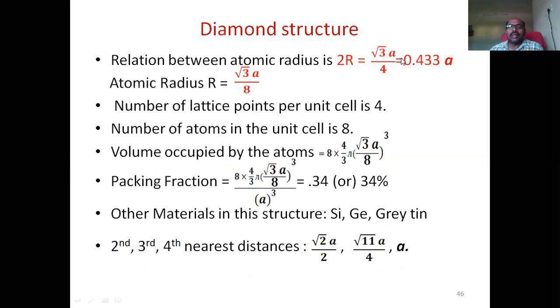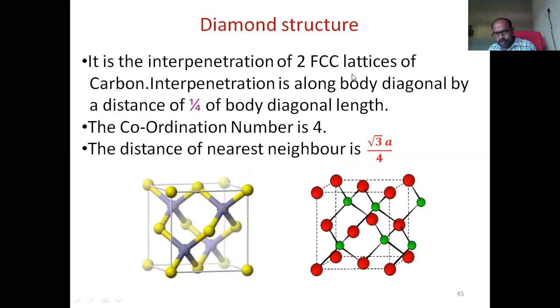So here we are seeing the relation between atomic radius and lattice constant. Along the body diagonal they touch, that means along the 1 by 4 within this distance the two ions or the two carbon atoms touch, so therefore that is equal to 2r. Or we can see in the figure also. So it is the lattice carbon atom and it is the carbon atom. These two atoms touch.